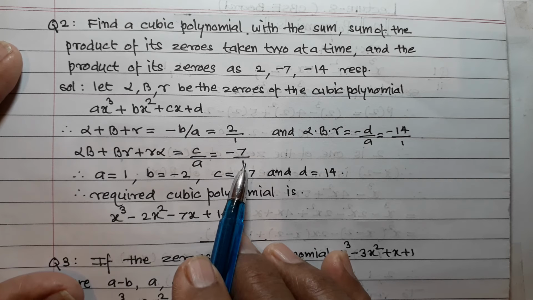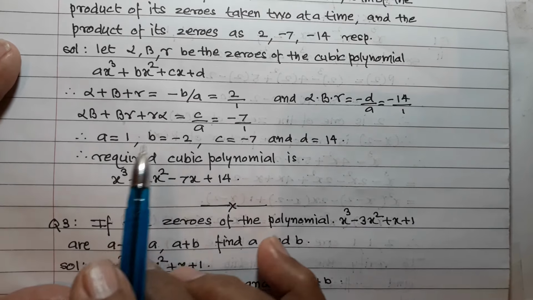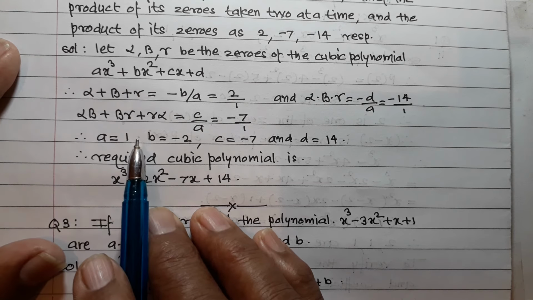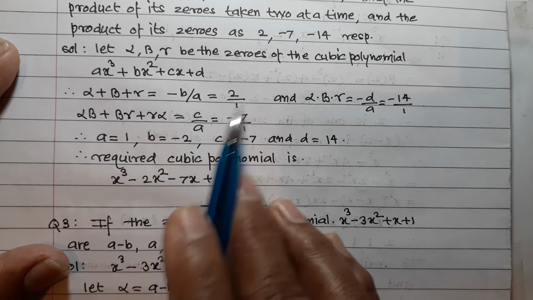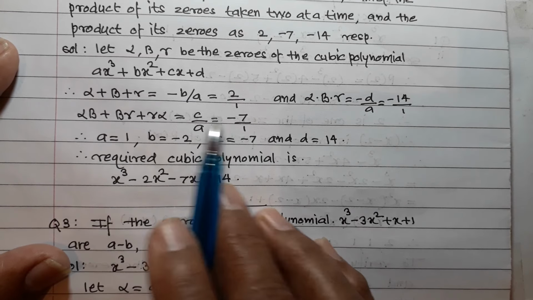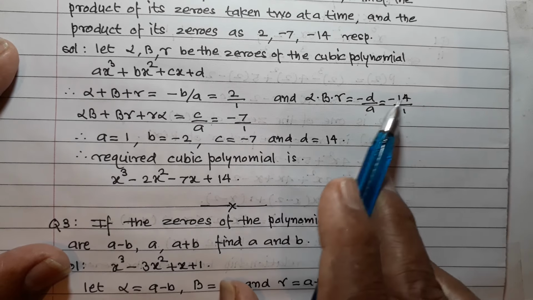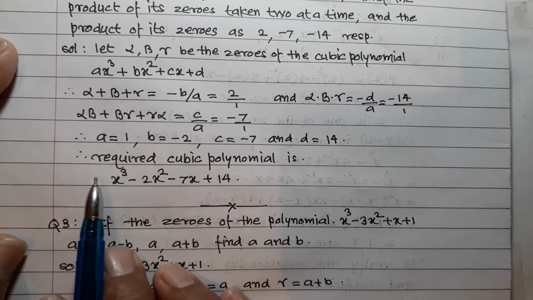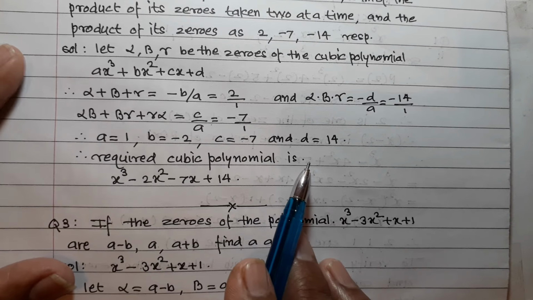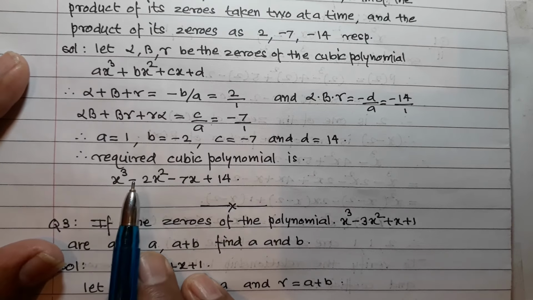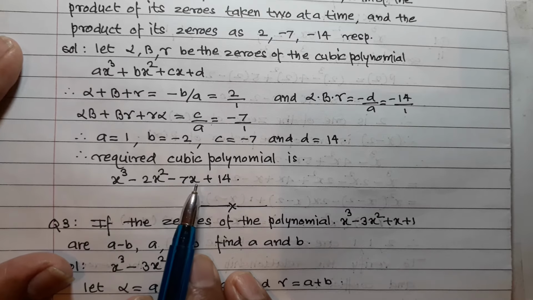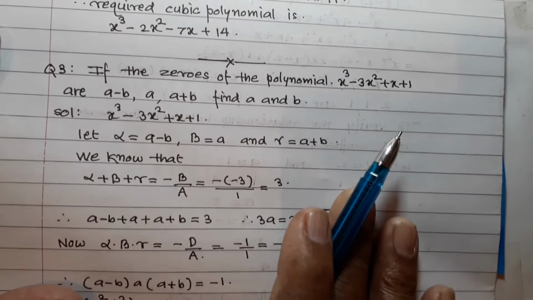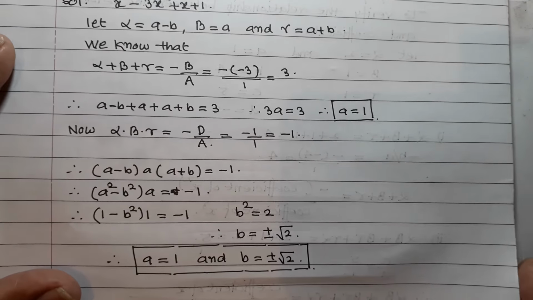Therefore, if you compare this, you will get a is equal to 1, b is equal to minus 2, c is equal to minus 7, and minus d is equal to minus 14, therefore d is equal to 14. Therefore the required cubic polynomial is x cube minus 2x square minus 7x plus 14. Okay, then one more question I will explain to you.